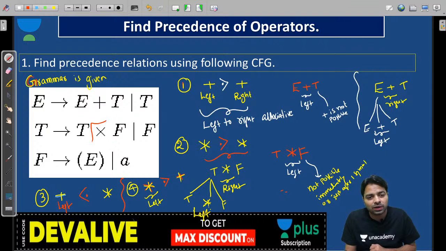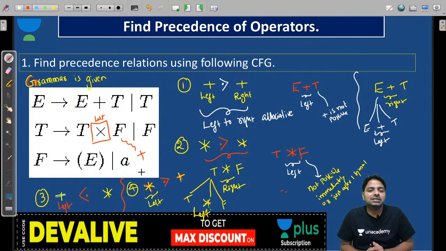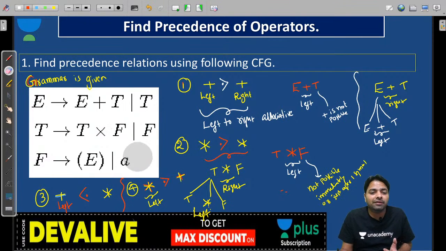And also do one thing and fix the star. Fix this one, and this is the left operator. Can you get a plus here? If you get a plus here, star less than plus. But this is impossible. Plus is not possible from F.